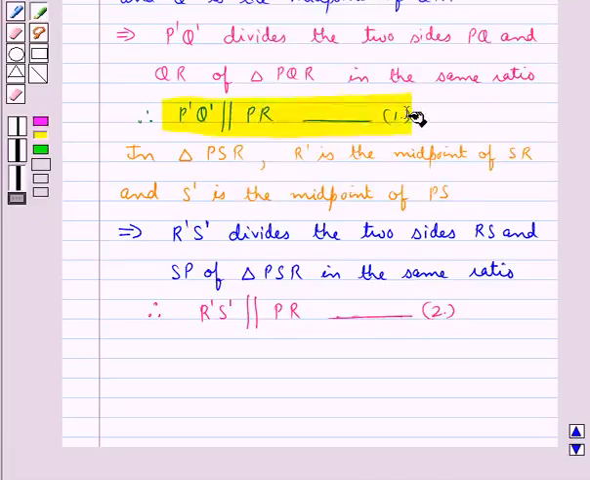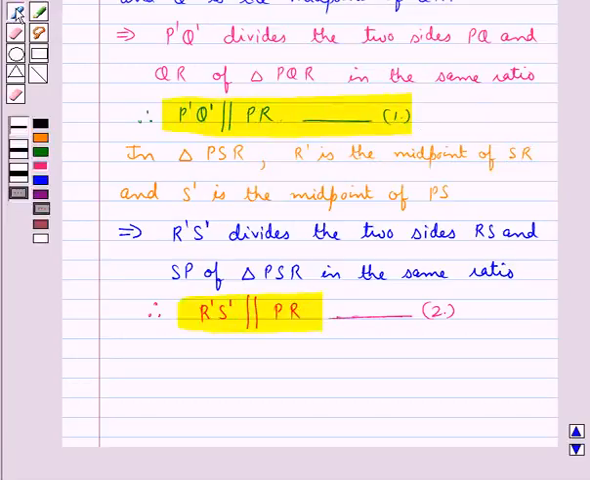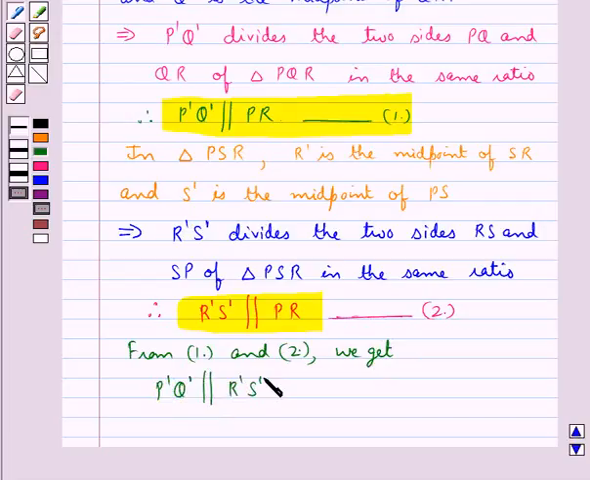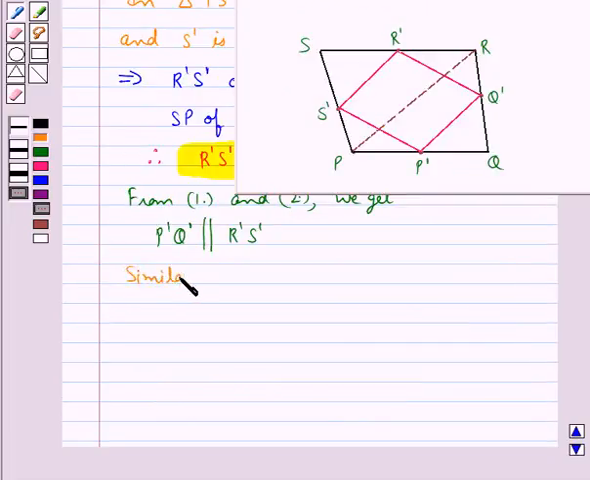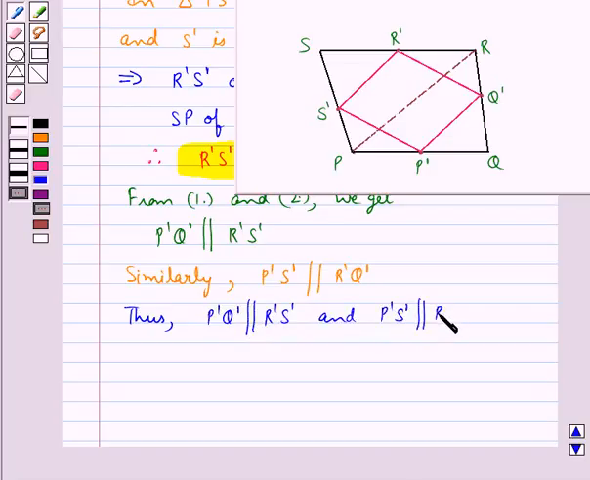Now as P dash Q dash is parallel to PR and R dash S dash is parallel to PR, so from equations 1 and 2, we get that P dash Q dash is parallel to R dash S dash, since two lines parallel to the same line are parallel to each other. And similarly, we can show that P dash S dash is parallel to R dash Q dash.